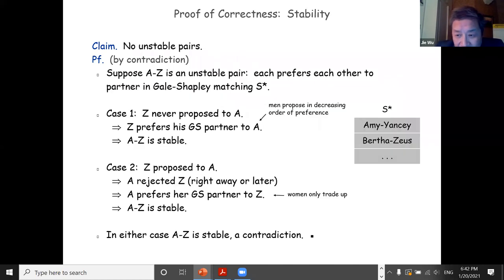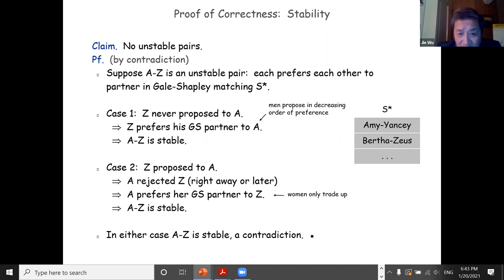And there's another proof, which is related to what's called an unstable pair. There's no unstable pair. That maybe looks more difficult. So again, you can prove by contradiction. Suppose A and Z are an unstable pair. So each prefers the other's partner, right? That actually means that A and Z prefer each other to their current partners. Then you have two cases: whether Z ever proposed to A, or Z has proposed to A. For both cases, you reach a contradiction. So again, you prove by contradiction.